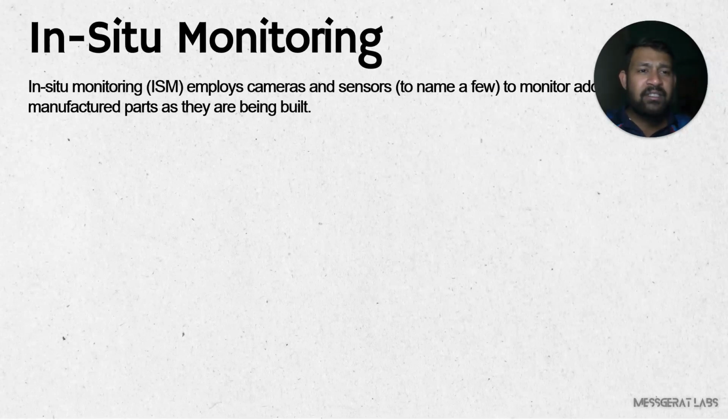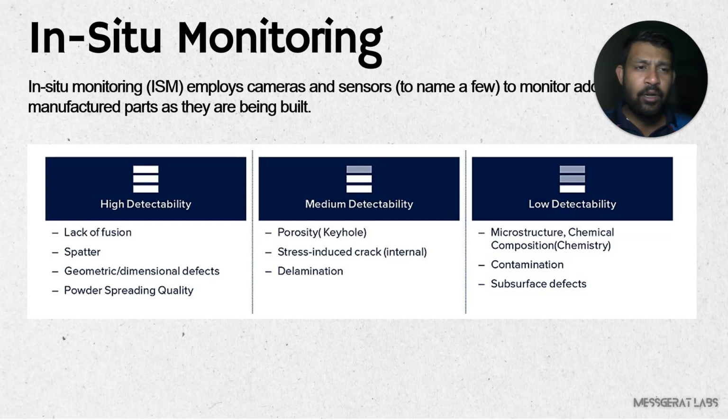Now, let's talk about in situ monitoring. Basically, in situ monitoring is monitoring of all the process parameters using different kinds of sensors. Now, one new thing that has come in the market is using cameras to analyze your parts while the printing process is going on. There are certain things that you can detect very accurately, certain aspects that have medium detectability, and certain aspects that have low detectability.